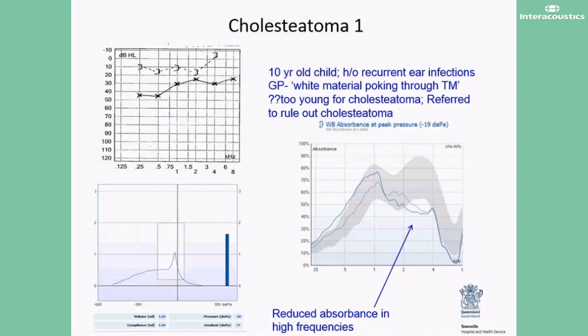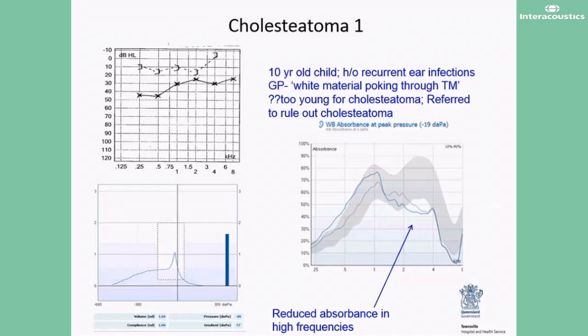In contrast to the ears with otosclerosis, the cholesteatoma pattern shows a reduced absorbance in the high frequency regions. In the earlier stages, the pattern can be normal in the low to mid frequencies, but with a reduction in the high frequencies. An example shown here is that of a 10-year-old child with a history of recurrent ear infections. The general practitioner had done otoscopy, but was unsure of the findings. He described the findings as white material poking through the tympanic membrane. Since he was a 10-year-old boy, the GP thought he might be too young for cholesteatoma, but he wanted to rule it out anyway, so he referred him to the ENT clinic.